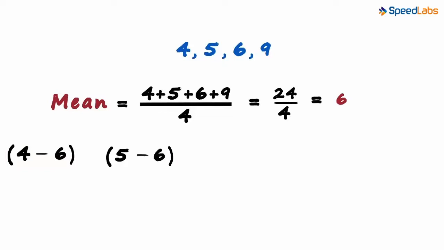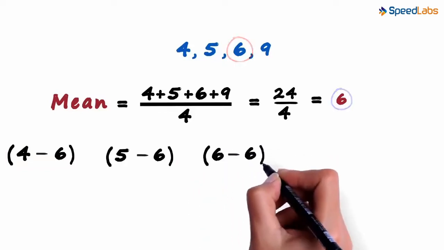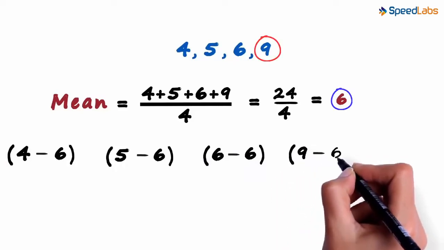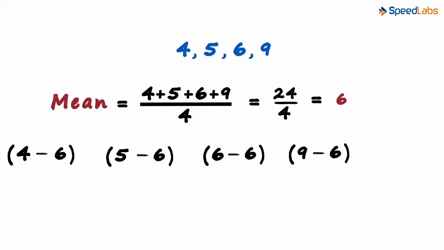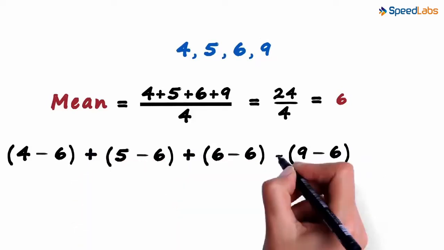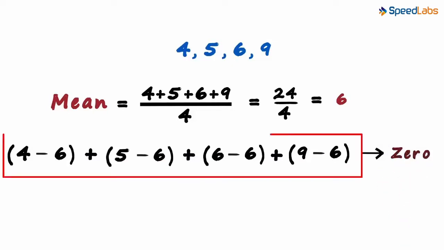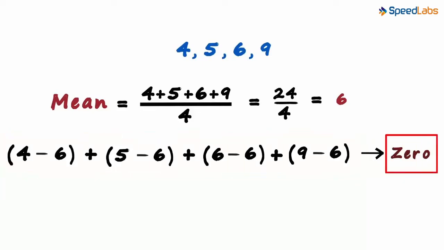In the same way, deviation of 6 from the mean will be 6 minus 6, and the deviation of 9 from the mean will be 9 minus 6. This property tells us that the sum of the deviations of the terms from the mean will always be 0. Yes, the sum of deviations of each term from the mean will be 0.